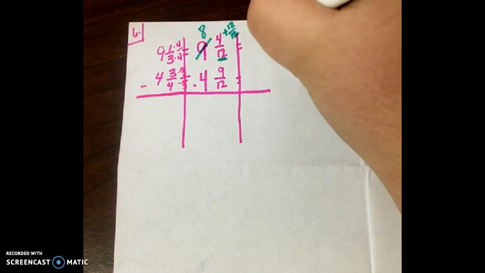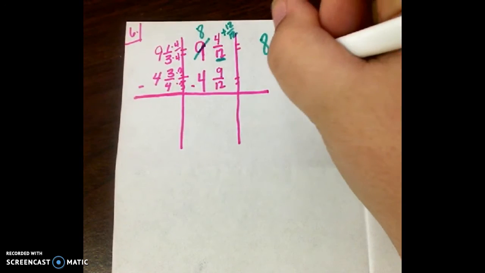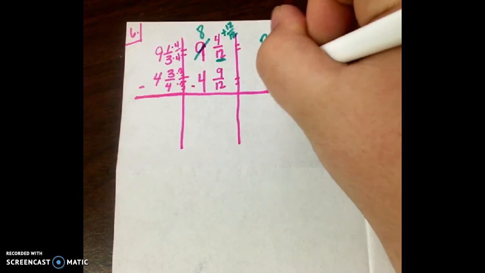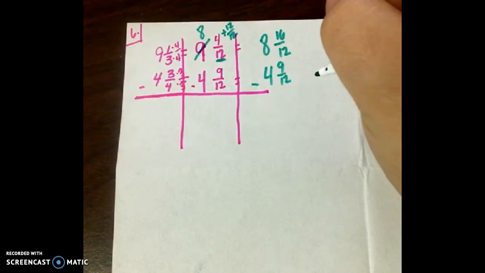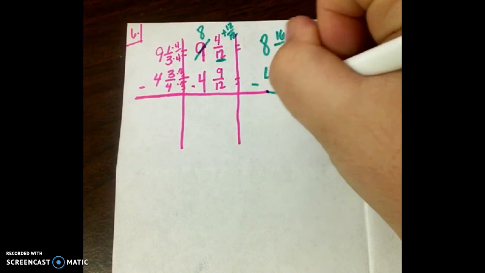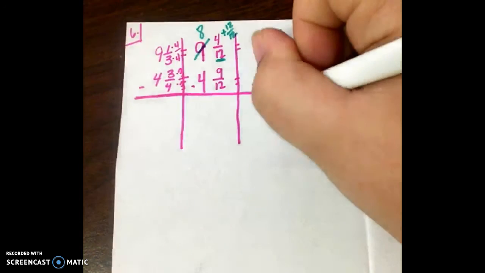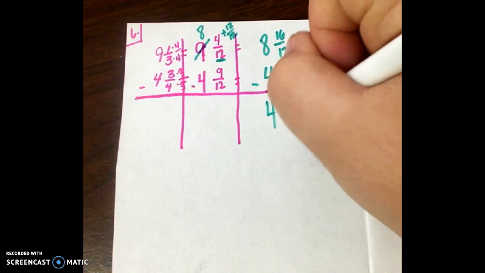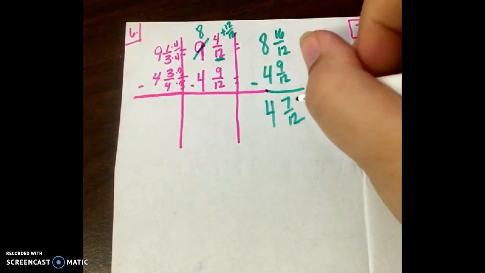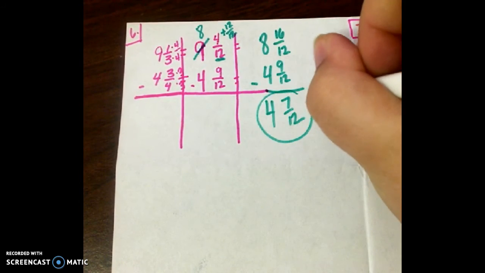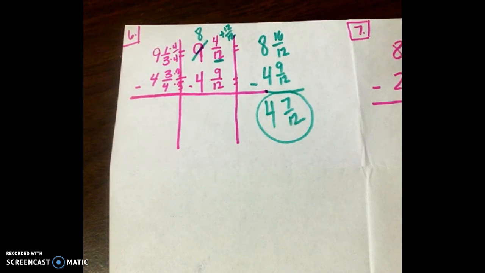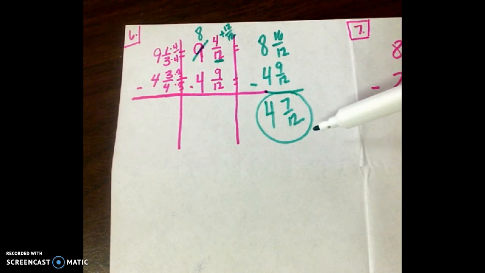So now I just need to rewrite my problem. 8 and 16/12 minus 4 and 9/12. And what does that equal? It equals 4 and 7/12. Ding, ding, ding. You got that correct. I'm going to circle my answer so my teacher knows what my answer is. I should have already said this, but is this answer simplified? Yes, this is in its simplest form.